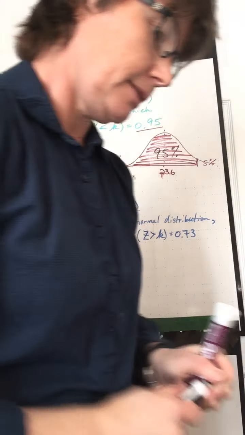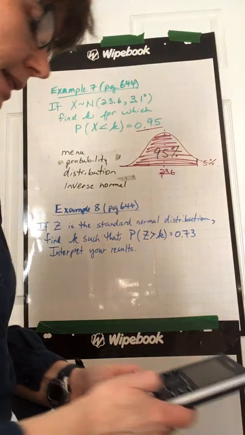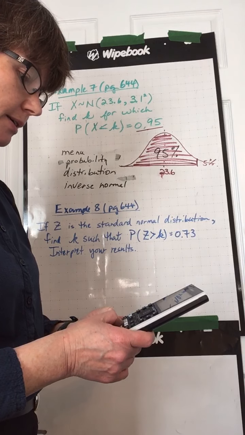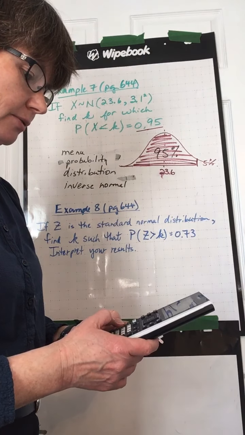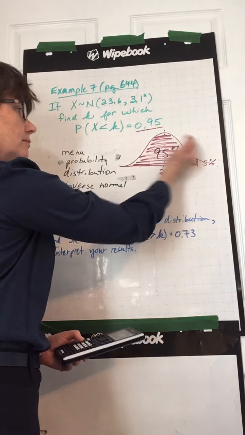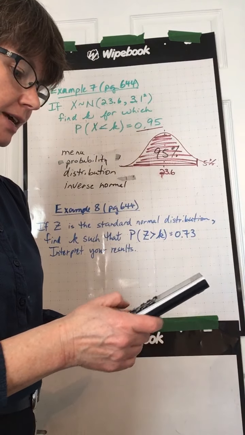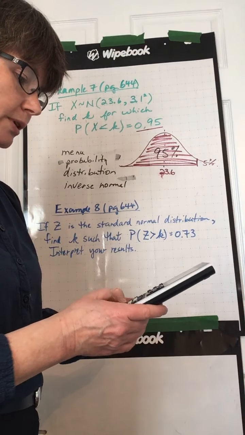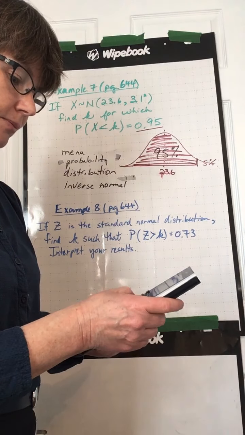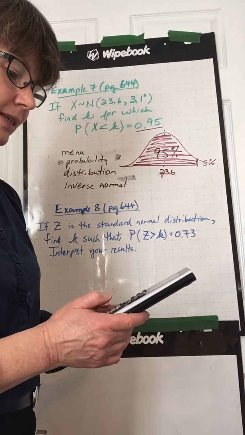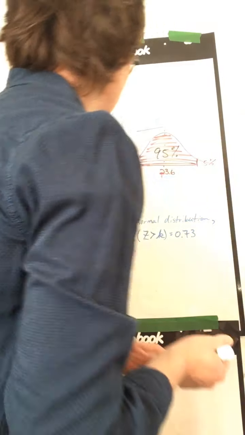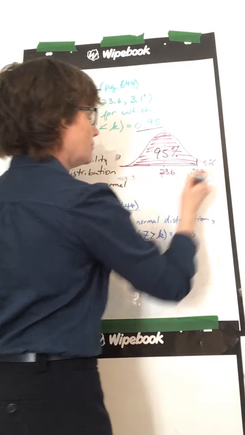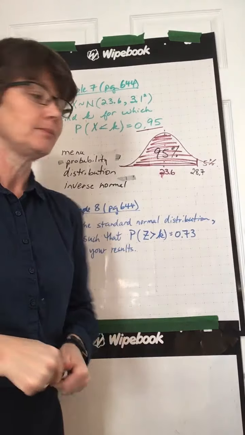All right, let's get our calculator out and do that. Menu, probability, distribution, inverse normal. The area we're looking for, 95%, so 0.95. The mean, 23.6. The standard deviation, 3.1. Press OK. And 28.7. So, first of all, does this answer make sense?